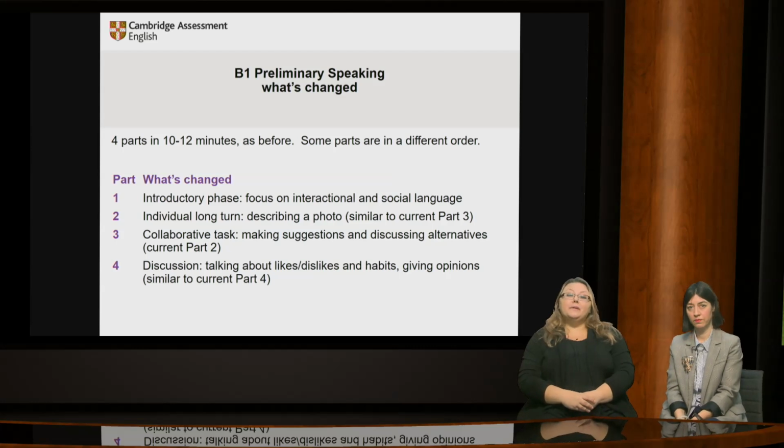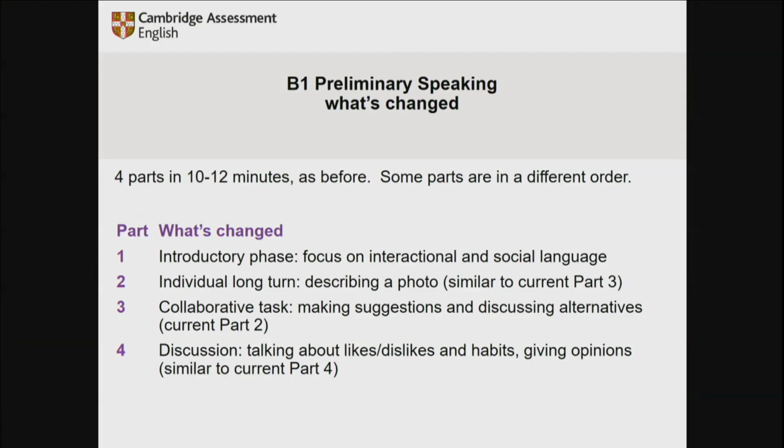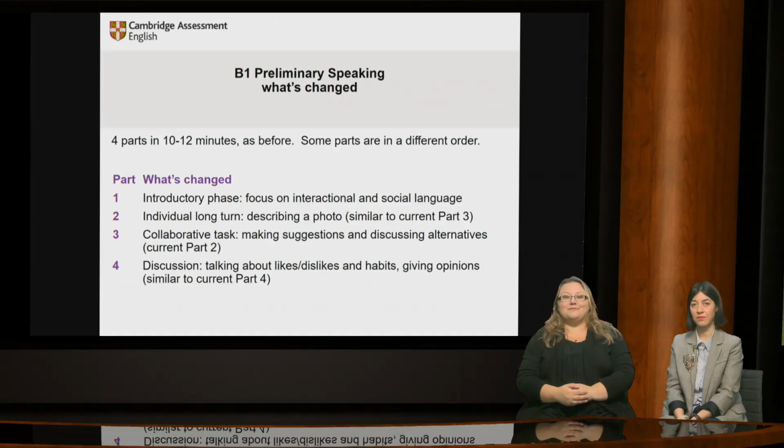The B1 preliminary speaking paper is very similar to the current exam, but there are some changes in the order of the tasks, as well as some minor changes that make it more similar to the B2 first speaking exam. Part 1 is unchanged. As you may know, in the introductory phase, there is a short conversation between the interlocutor and each candidate. From 2020, candidates are no longer asked to spell their names, as the length and complexity of names could vary a lot, and we didn't want any candidates to feel stressed due to having long surnames.